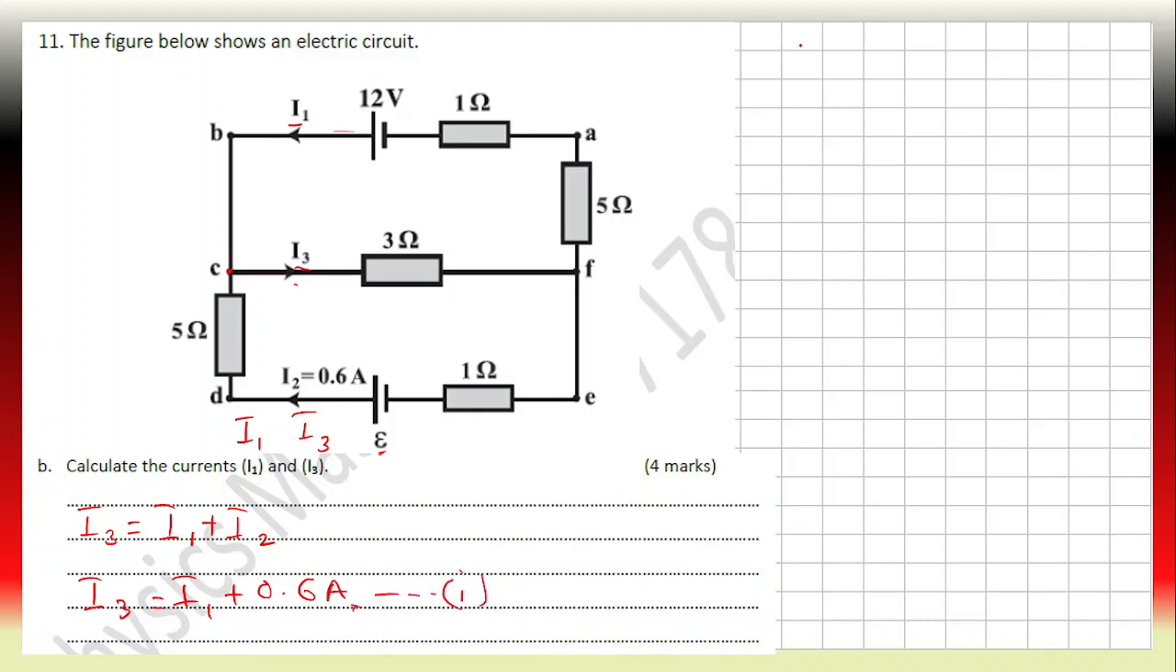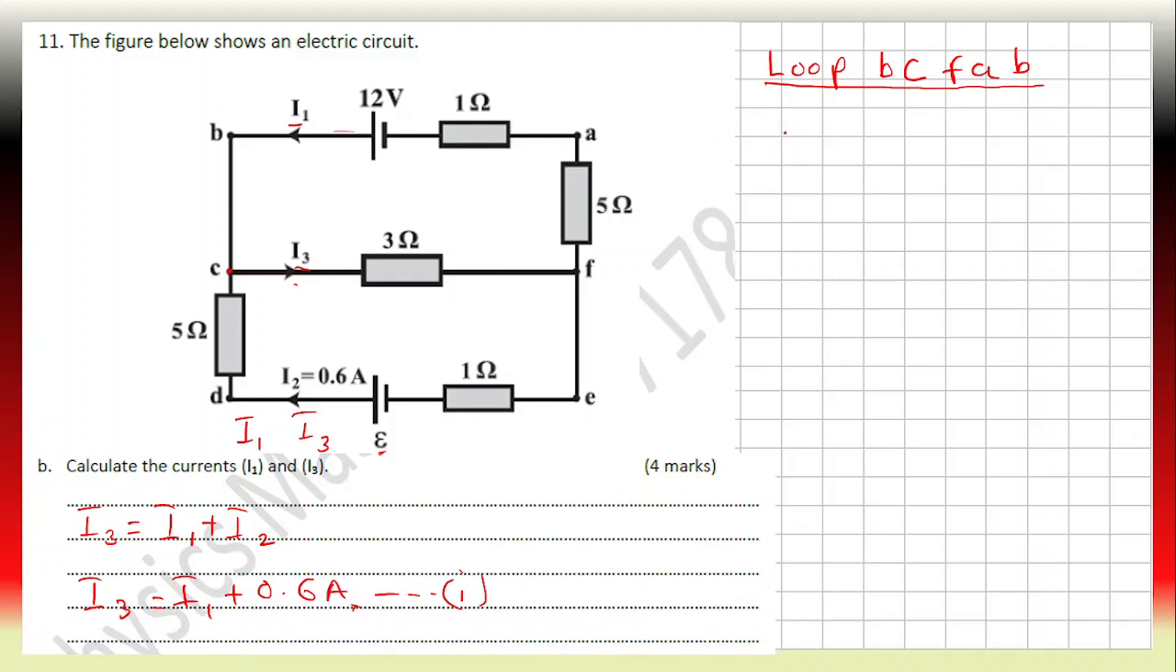We will use it. Now from there, I want to choose a loop, but this loop should have I1 in it and I3. So the loop that has these two is the loop. Which loop? The loop B, C, F, A, then back to B. Yes, I hope you can see the loop. This loop, this one.